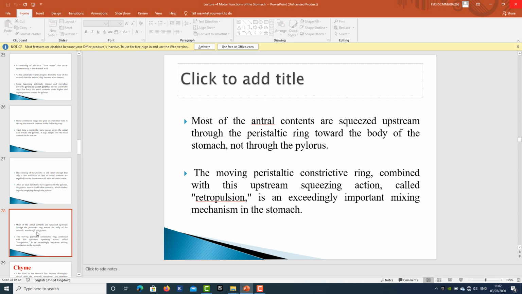The moving peristaltic constrictor ring combined with this upstream squeezing action is known as retropulsion and is an exceedingly important mixing mechanism in the stomach. So what is retropulsion? That is the movement of the peristaltic constrictor ring along with the upstream squeezing action.